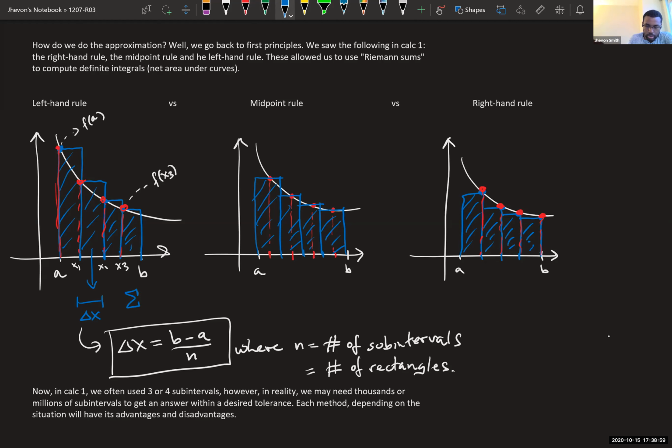This one, for example, was the sum, i goes from 0 up to n minus 1, of f of x_i delta x, and that was an approximation for your area. This one was the area approximately equal to the sum, i goes from 1 up to n, of f of x_i star times delta x, where x_i star was just the midpoint of these intervals. And this area was the sum, i goes from 1 up to n, of f of x_i delta x, right? That was basically adding up length times width for all the rectangles. So we've seen that before.